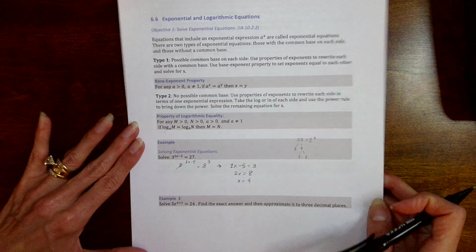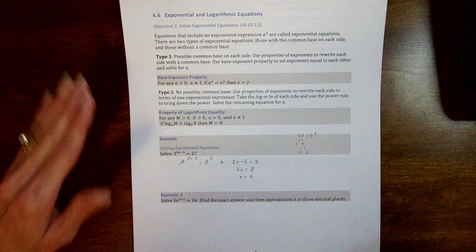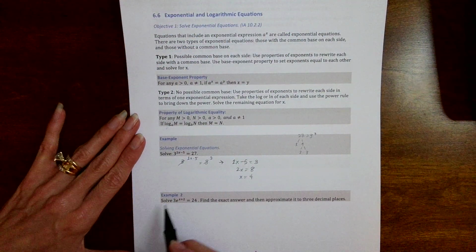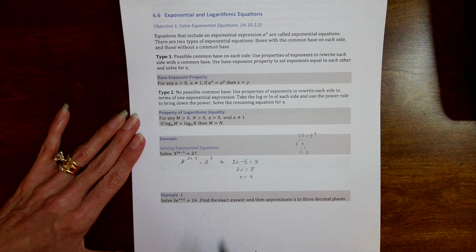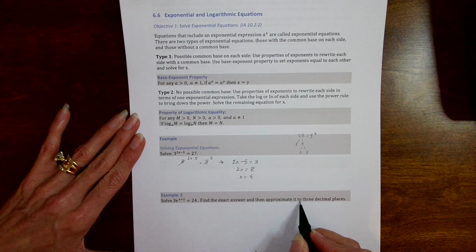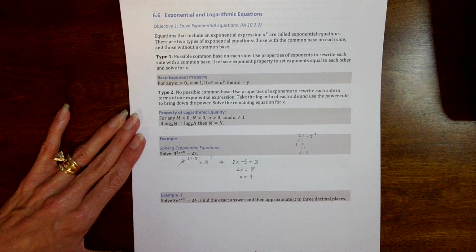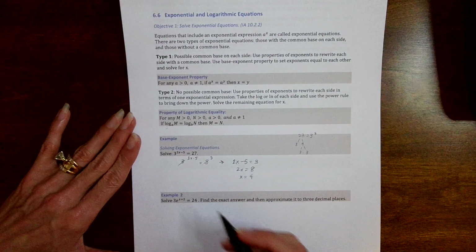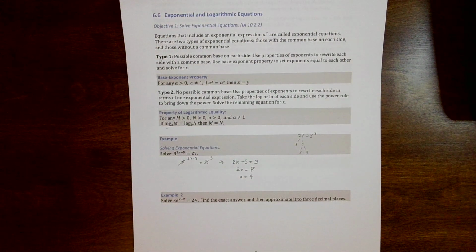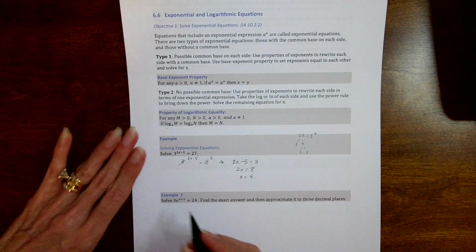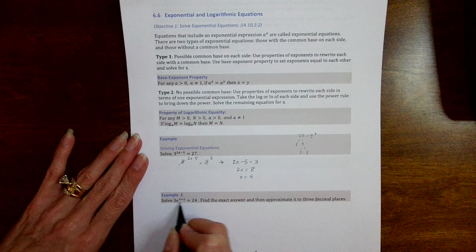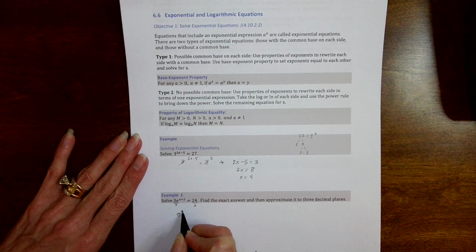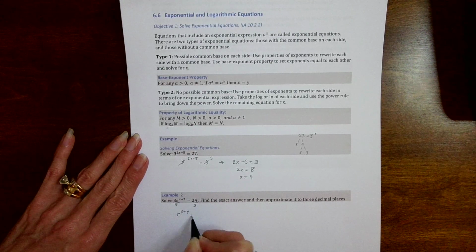Alright, so this one says solve this equation, find the exact answer, and then approximate it to 3 decimal places. So I'll point out what the exact one is and then the approximate answer. What I don't like here is this 3, so I'm going to divide both sides by 3, and I get e to the x plus 2 is equal to 8.